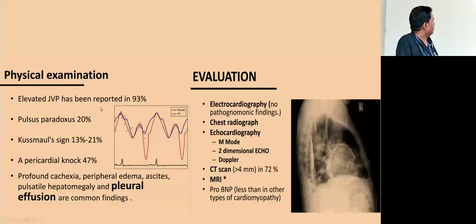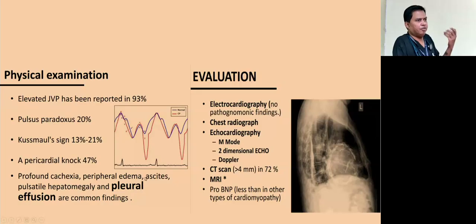So constrictive pericarditis: elevated JVP in around 93%, pulsus paradoxus, a small sign, pericardial knock, and then profound cachexia. This cachexia happens because of reduced cardiac output, because of impaired LV filling. And the peripheral edema, ascites, and pleural effusion happen because of increased hydrostatic pressure in the vessels, because the blood is not entering the RV.